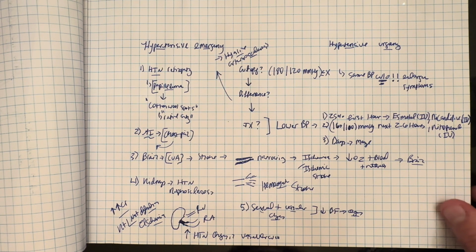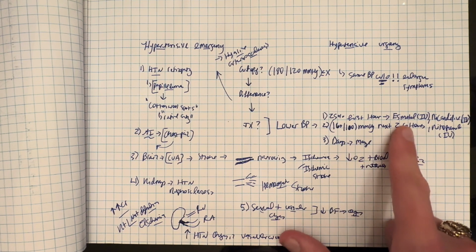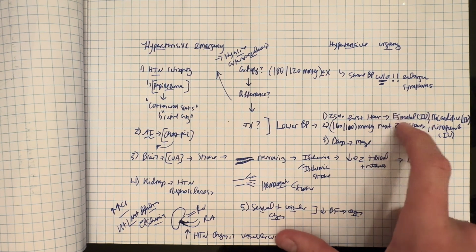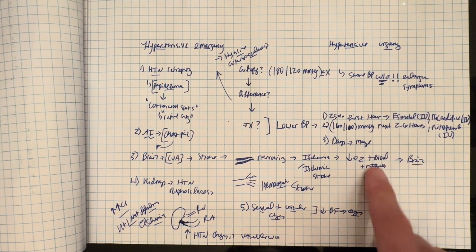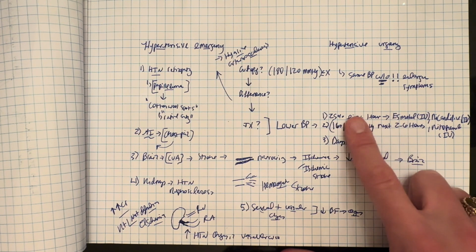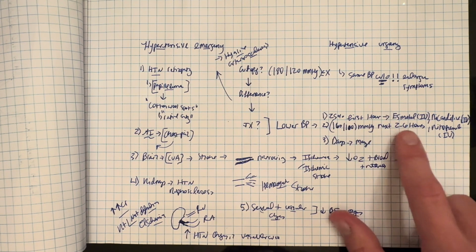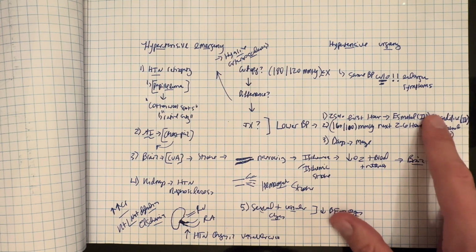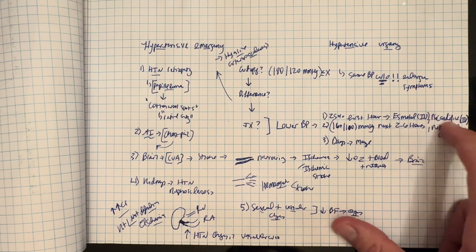giving this person something like esmolol, which is a beta blocker, right? It's a cardioselective beta blocker. It's a beta 1 cardioselective. Remember, beta 1 receptors are found on the heart and they respond to norepinephrine and epinephrine. Then you also have nicardipine, right? Nicardipine is a calcium channel blocker.